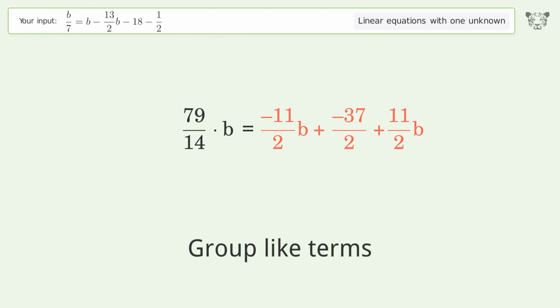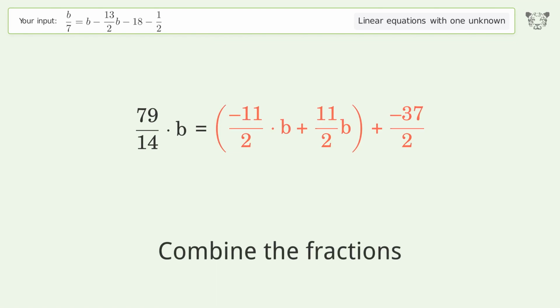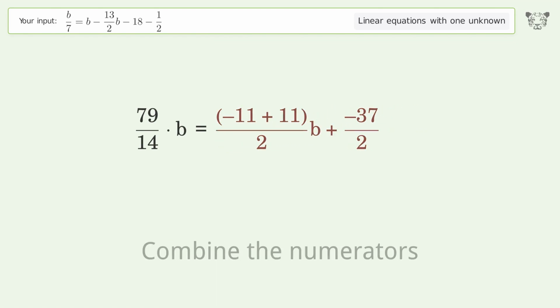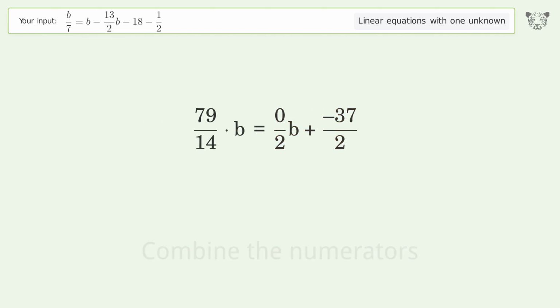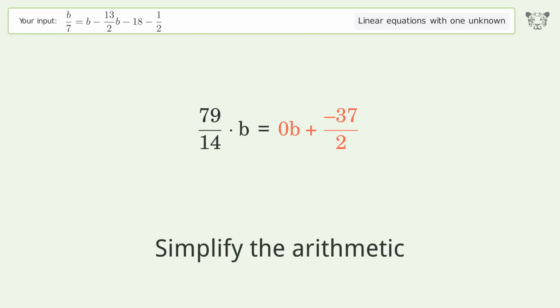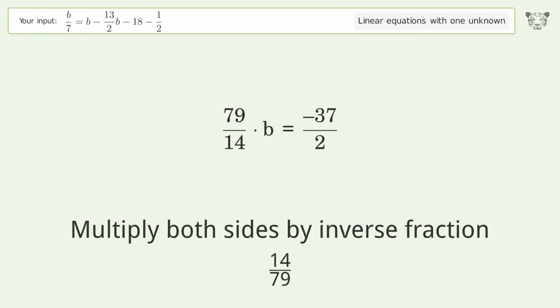Group like terms. Combine the fractions. Combine the numerators. Reduce the zero numerator. Simplify the arithmetic. Isolate the b. Multiply both sides by inverse fraction 14/79.